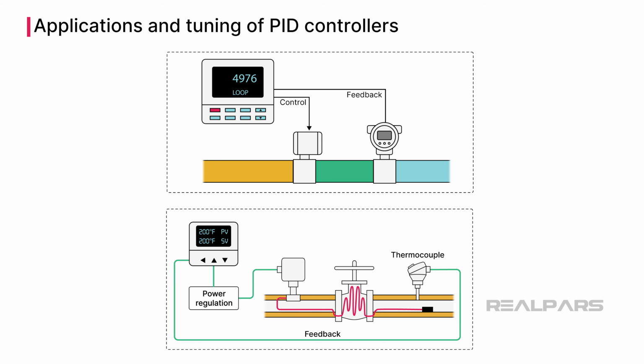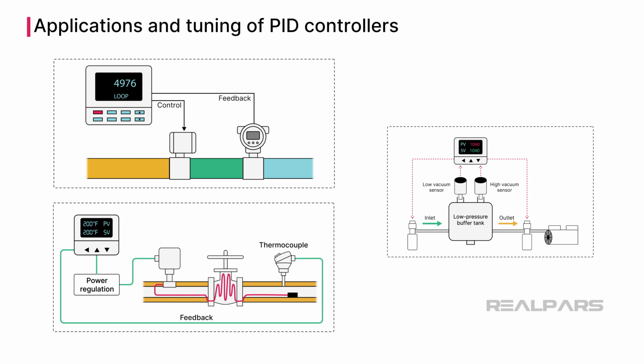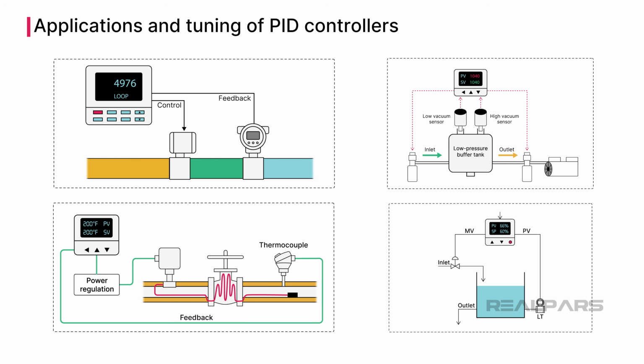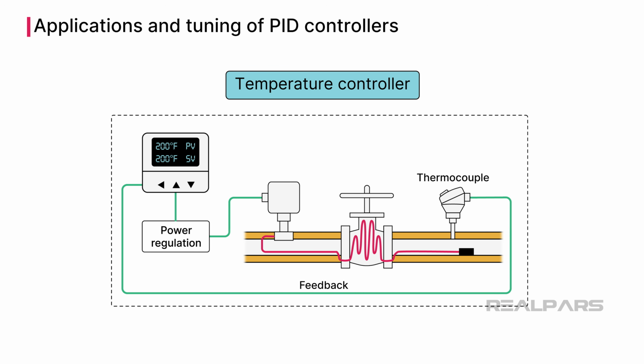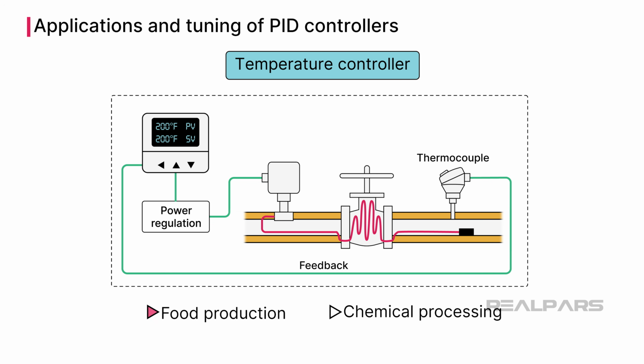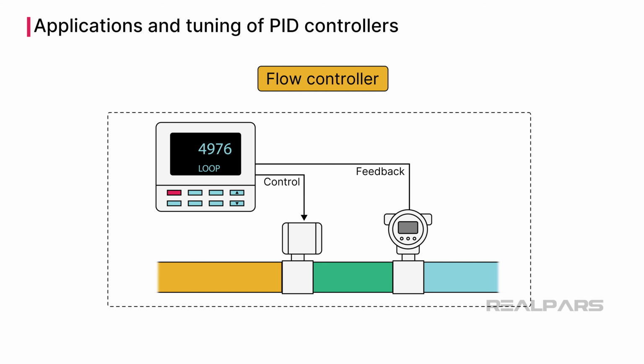PID controllers are used in almost all industries to control various process variables. To name a few, temperature controllers are used in manufacturing to ensure precise temperature management, such as in food production and chemical processing. Flow controllers manage the flow of oil, gas, and steam in pipelines, refining operations, and other production processes in the oil and gas industry.